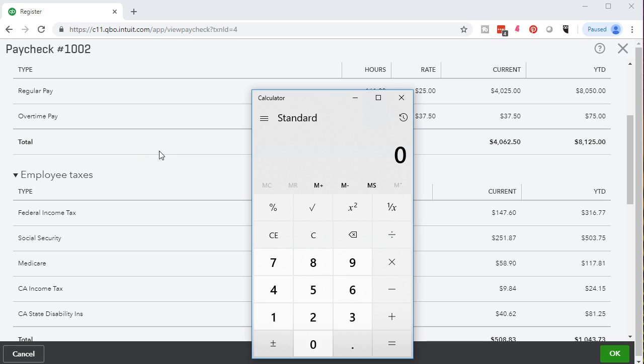Now the calculation should be fairly straightforward. 4062.5 gross pay times the rate 0.0145. And that should give us the 58.90 rounded.